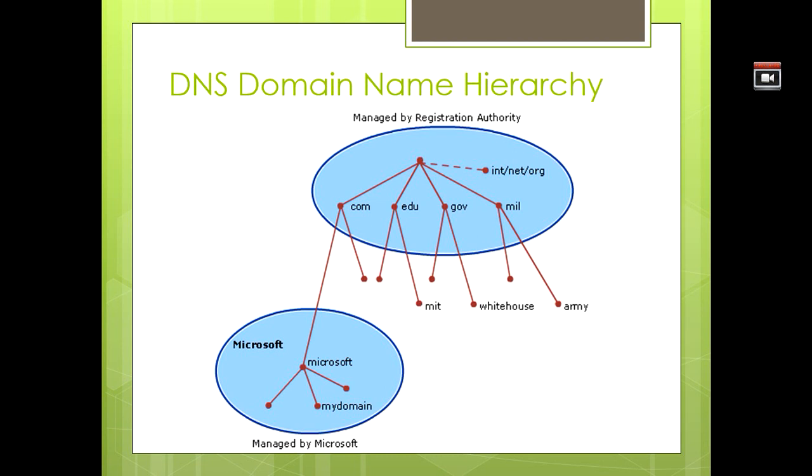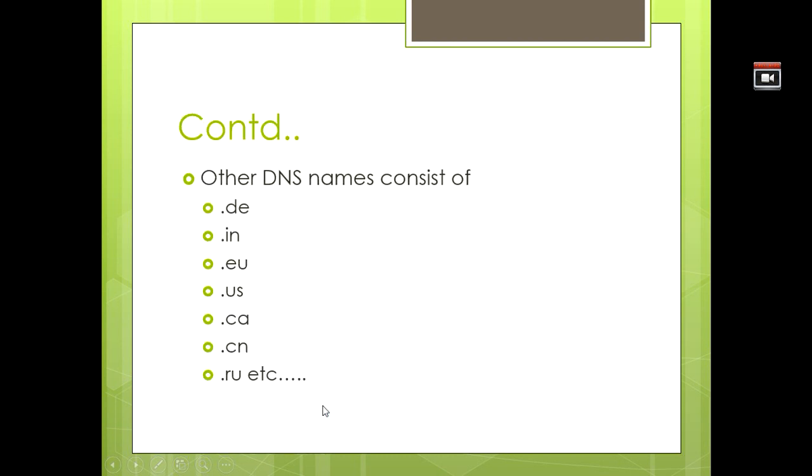Domain name hierarchy. This is where we get our server registered through the domain name DNS server. The registration authority is given to IANA, and the server is managed by Microsoft. So here the Microsoft website is microsoft.com. The registration authorities are going to provide a .com extension to the Microsoft website.